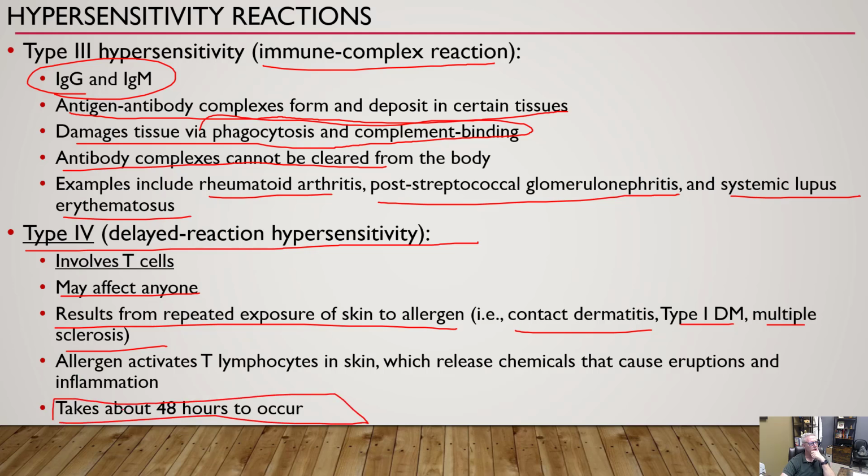You have repeated exposure to the same allergen that's going to cause this type 4 reaction. And basically that allergen is going to activate those T cells or those T lymphocytes in the skin. That's going to cause these chemical reactions that cause eruptions and inflammation of the skin.